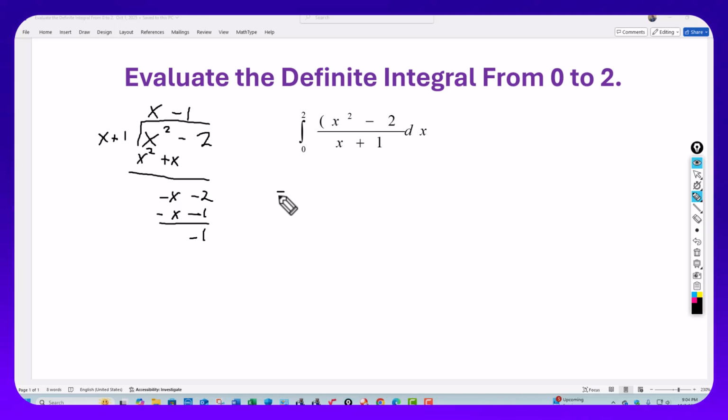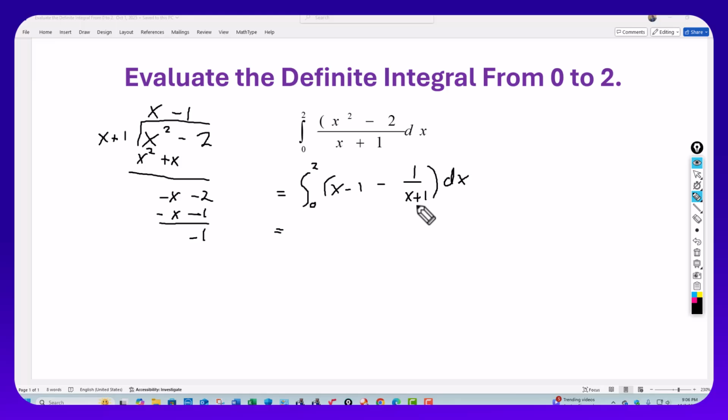Now we can rewrite this. Limits are still from 0 to 2. And let's replace the integrand with what we got over here. So the quotient here is x minus 1. The remainder is negative 1, so that would be over x plus 1. And then we're just going to integrate with respect to x here. So term by term here.